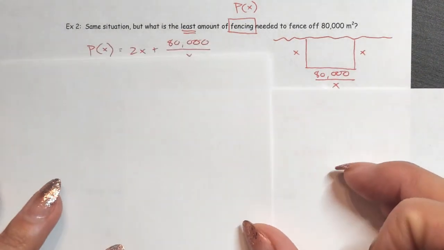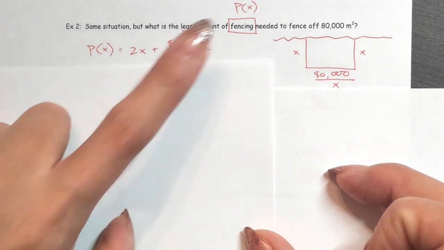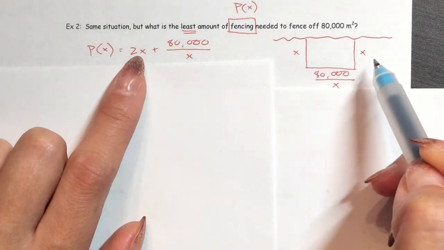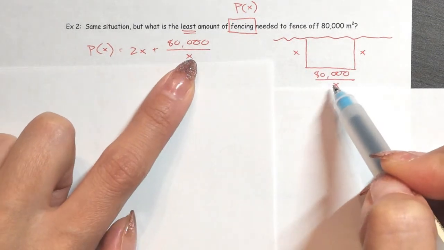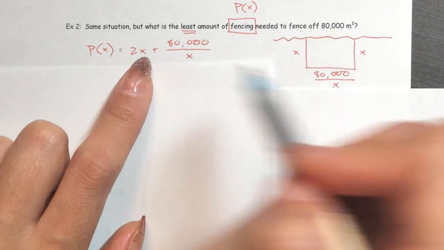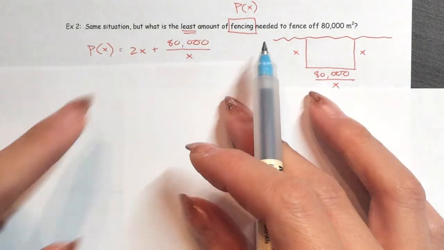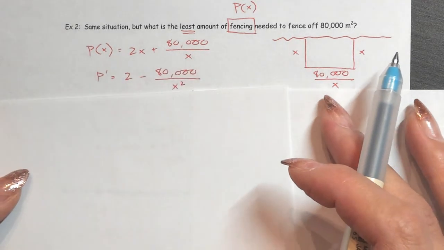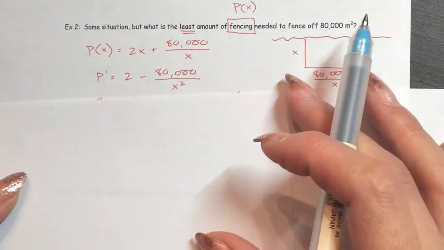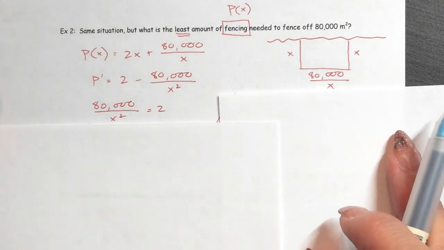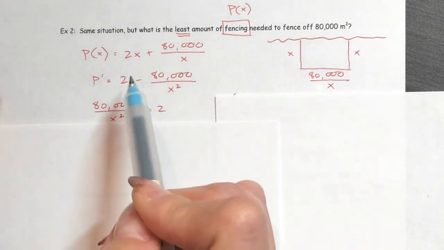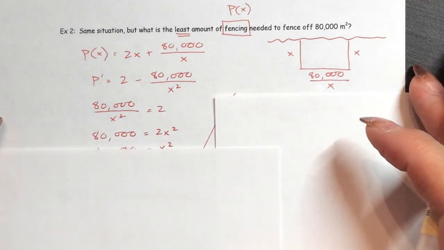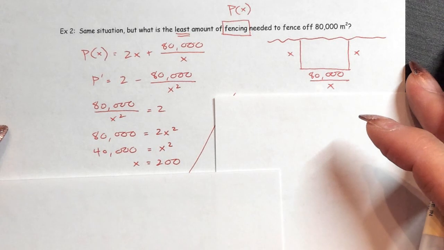And then, what is the perimeter of this fencing? Well, it's this and this, so 2 x's plus this. All right, so there's my perimeter formula in terms of one variable. And then I find my derivative, and then I set my derivative equal to 0. And then this gets added to the other side. I cross multiply, I divide, I take the square root.